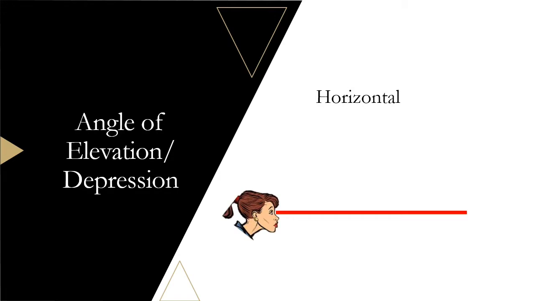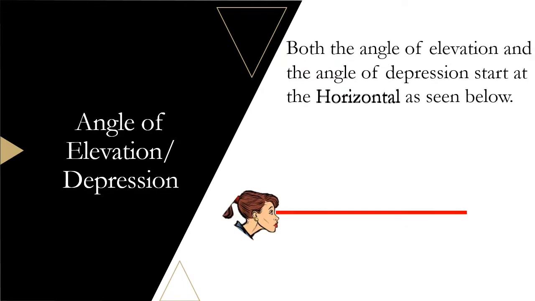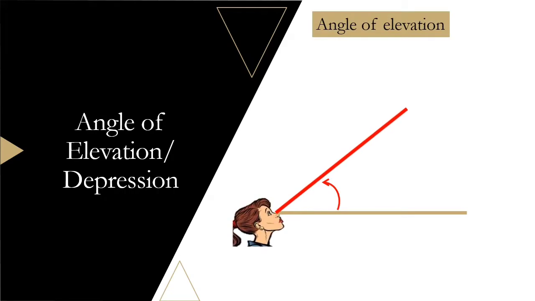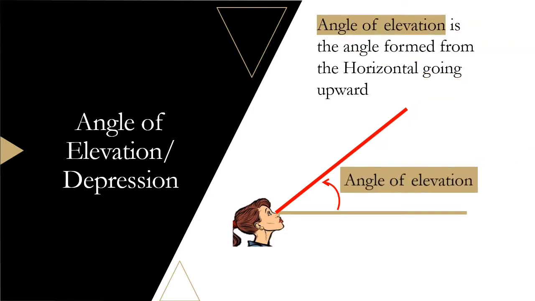Now let's take a look at angle of elevation and depression. Both the angle of elevation and the angle of depression start at the horizontal, as seen right here. As she looks up, she creates an angle of elevation. So that's from the horizontal going upward. So that angle that is formed is called the angle of elevation.